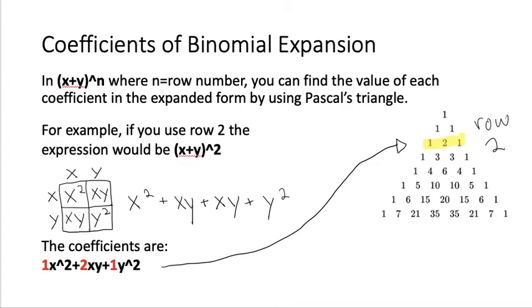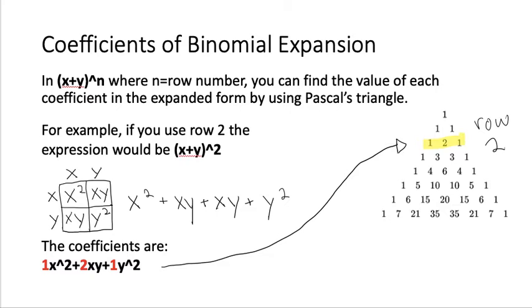For example, if I use row 2, the expression would be (x + y)^2. I can use the box method here to multiply it out, and that gives me x^2 + xy + xy + y^2, which is the same as 1x^2 + 2xy + 1y^2.